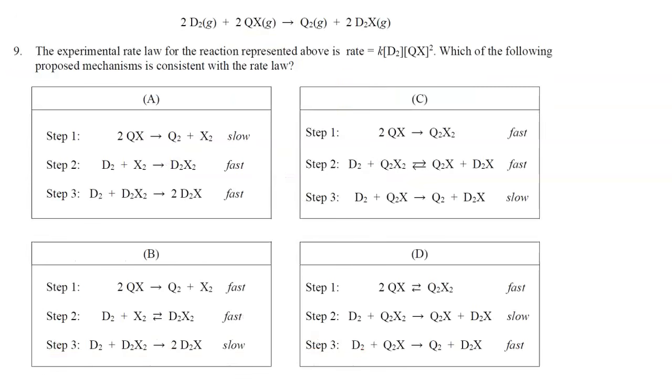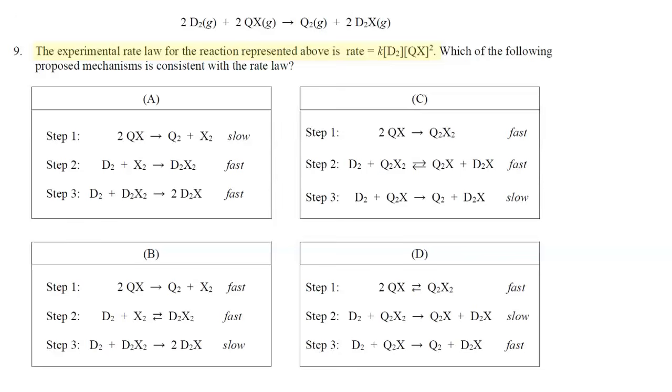Now let's take a look at question 9. In question 9, it says, the experimental rate law for the reaction represented above is rate equals K times the concentration of substance D2 times the concentration of substance QX squared. So that rate law tells us that it's first order with respect to D2 and second order with respect to QX. And the question asks, which of the following proposed mechanisms is consistent with the rate law?